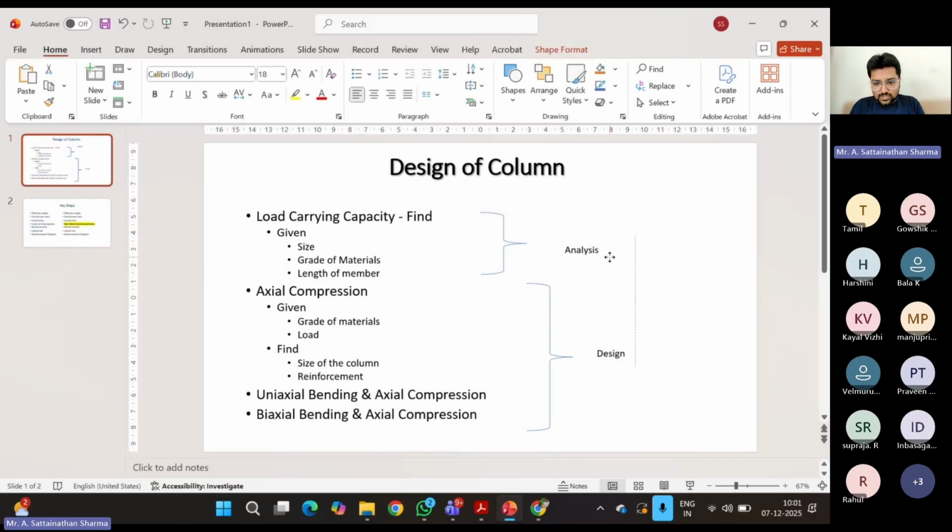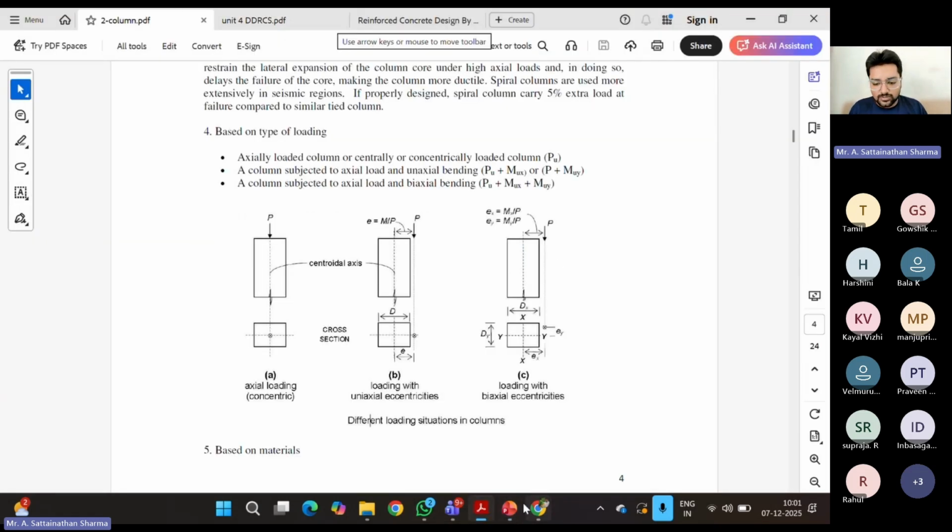Okay, fine. So we have only two types of problem. One is analysis, another one is design. That's all. The analysis part will be very short, just one formula you can directly put in and solve it. I'll show where you can find the formula.